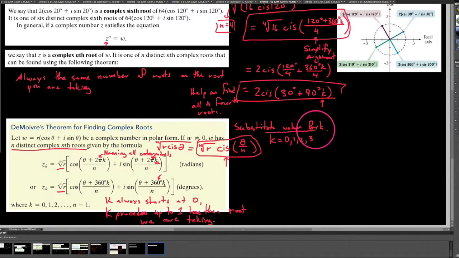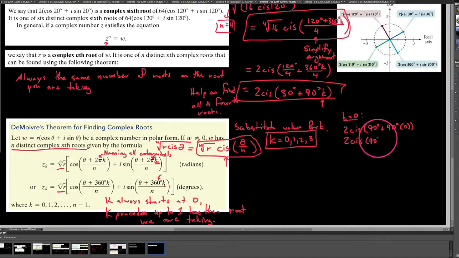So basically, by allowing k to start at 0 and go all the way up to 1 less than the root we were taking, we're going to find all values of our roots between 0 and 2 pi, or 0 and 360. So with this number here, we're just going to split this up. We say k equals 0. What we would have gotten is 2 CIS 90 degrees plus 90 degrees times 0. In other words, we get 2 CIS 90 degrees, and I'm going to put a box around that, because 90 degrees times 0 would cause this to drop out.